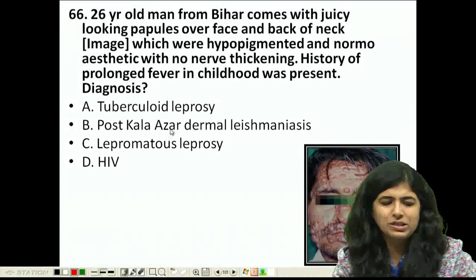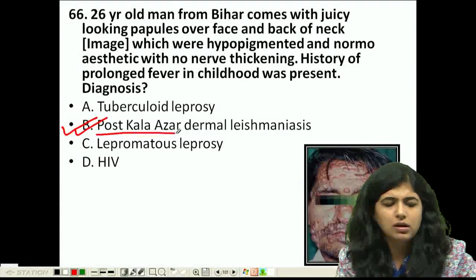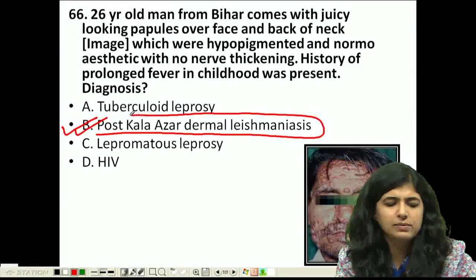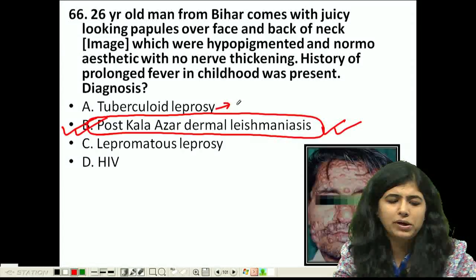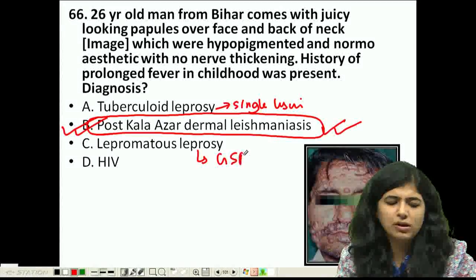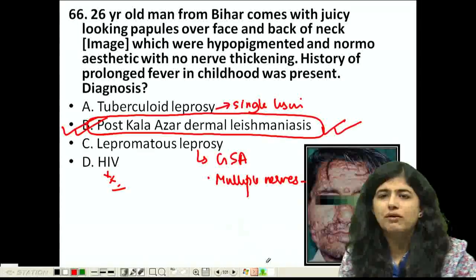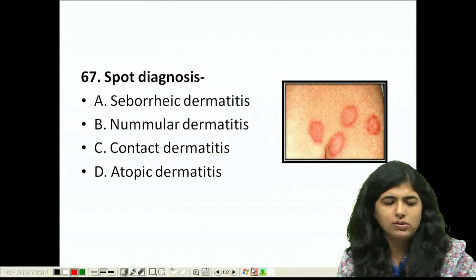So it's a very typical question, very typical description, takes a long time to treat it, you have to give months of treatment, and still there is a chance of relapse. Post-Kala Azar dermal leishmaniasis. Had it been tuberculoid leprosy, would have been mostly a single lesion, not like this. Lepromatous leprosy would have glove stocking anesthesia, would have multiple nerves. HIV, no, it doesn't look like this. So clear, everybody? Good. We move on to the next question.